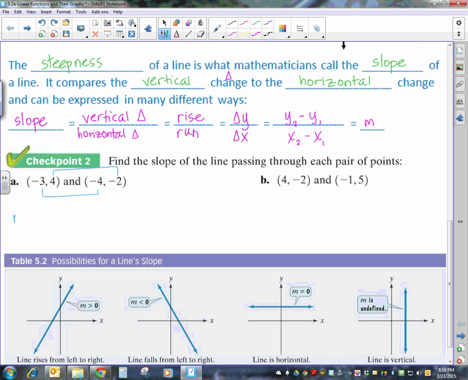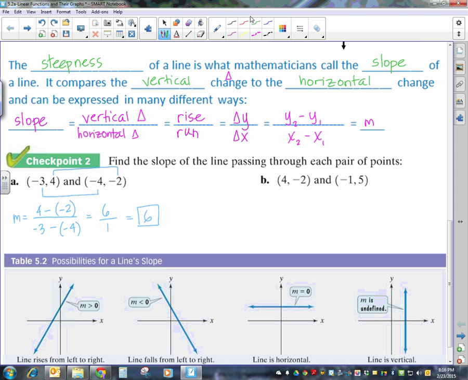Connect the x's on the bottom. So for my slope, I connected the y's on top because I'm going to say 4 minus negative 2. I connected my x's on bottom. You have to start with the same point: negative 3 minus negative 4. So 4 minus negative 2 is 6. Negative 3 minus a negative 4 is a positive 1, which means that my slope is 6.